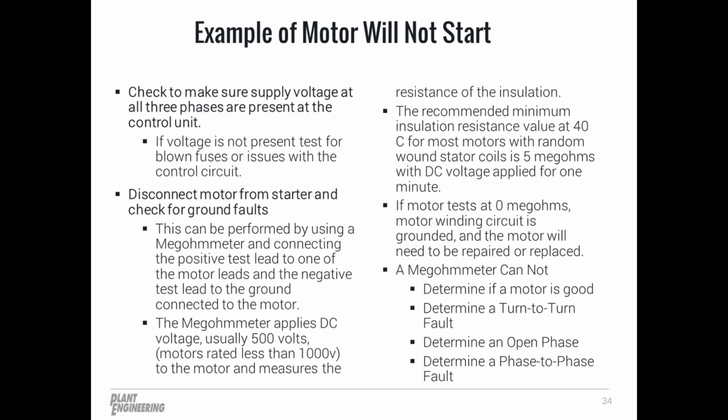The recommended minimum insulation resistance value at 40 degrees C for most motors with random wound stator coils, with DC voltage applied for 1 minute, is 5 megohms. And that can be found in the IEEE 43 standard.